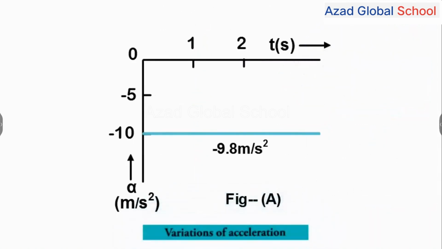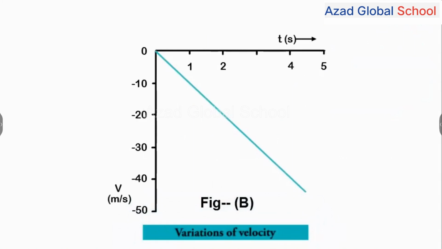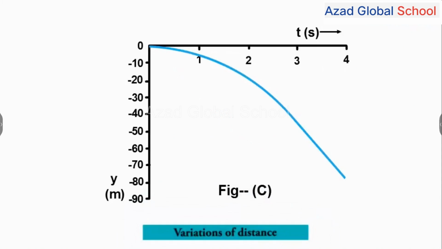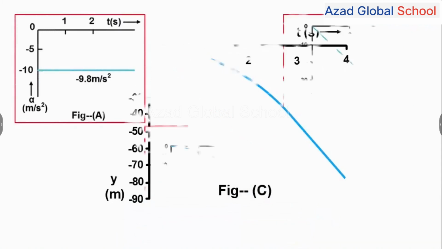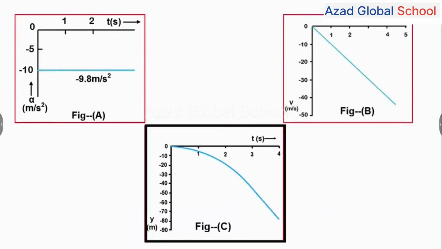The variations of acceleration, velocity, and distance with time have been plotted in figures A, B, and C.